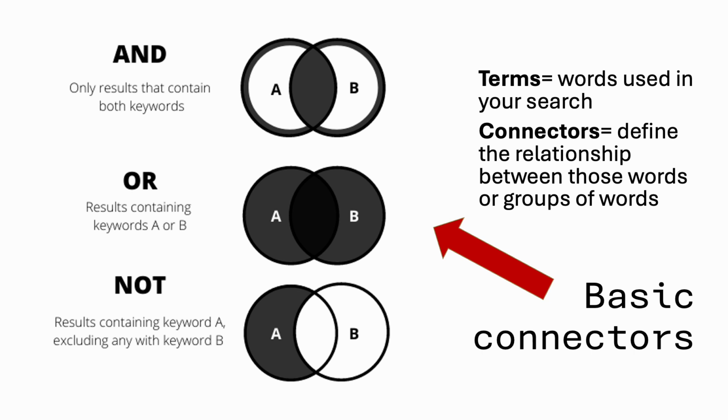So what we see here are very basic connectors: and, or, not. Those are things that you're familiar with already. And means you're looking for both terms, or means you're looking for A or B, and not means you're looking for one but not the other. So those are the easy ones.